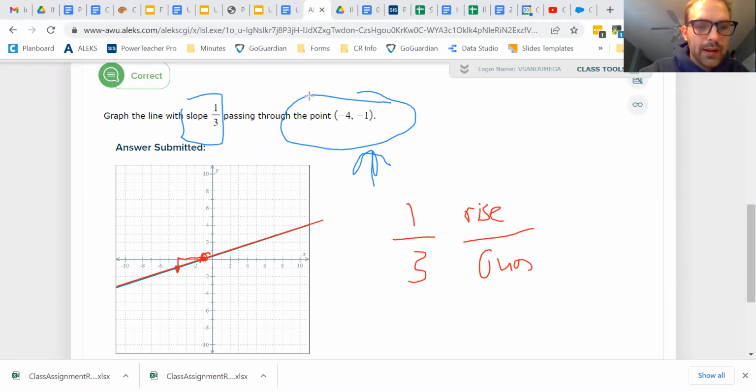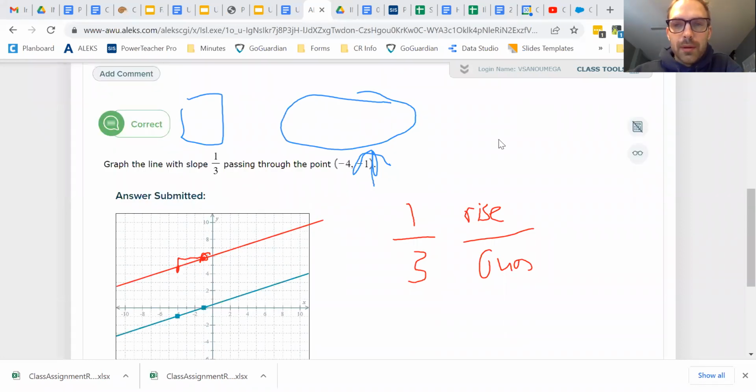And plotted that line right like that. That's how you graph when you're given a point and the slope. Let's take a look at two other problems.